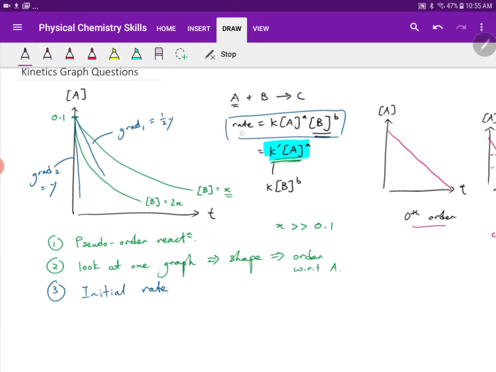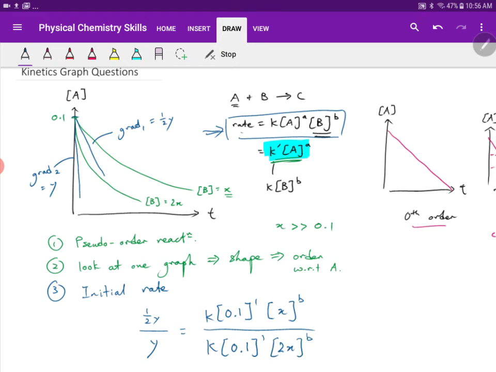So we can take two of these equations here and we just get the value of half y over y is equal to k times the concentration of A, which is 0.1, which we already know is first order because it has a constant half-life, multiplied by [B], which is x to the power b, and this is 2x to the power b. And what you'll realize at the end of the day is that the value of b is equal to 1. So this is using the initial rate method to solve it. But we can also use another method, which is called the half-life method.